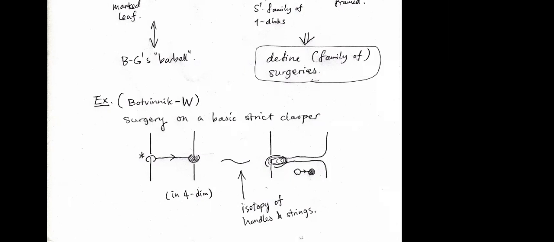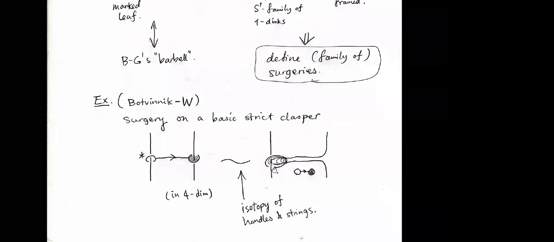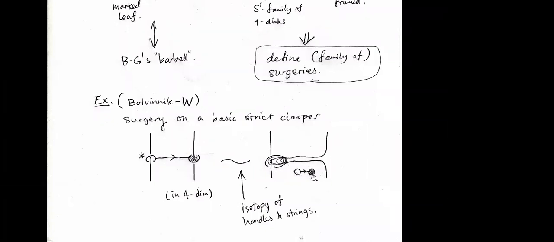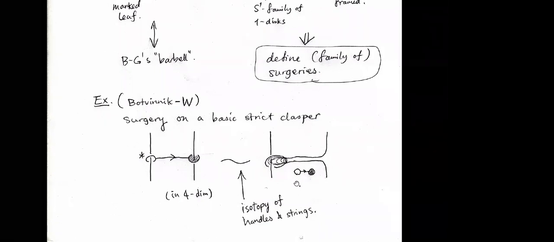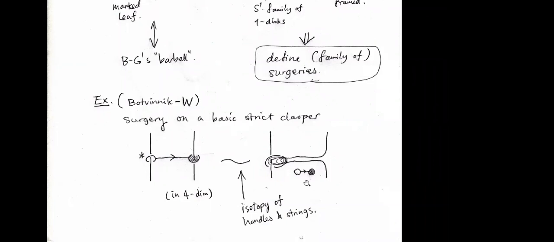strict claspers. Basic strict claspers with marked white leaf can link to two strings in a three-manifold. And in a four-manifold, surgery along that clasper gives a one-parameter family of arcs like this, with a trivial family of ordinary claspers. The right-hand side can be obtained by isotopy of handles and strings in the four-manifold. So this is equivalent to Budney-Gabai's barbell.